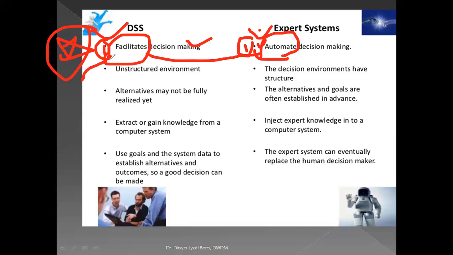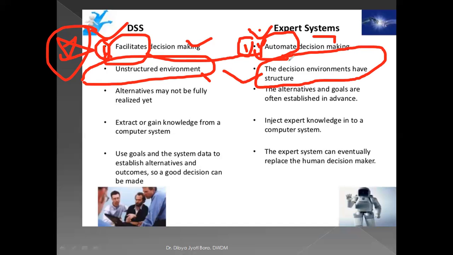Now, the next thing is very important: in case of DSS, we have an unstructured environment. We don't have any information about the domain there. But in case of expert system, you know from whom you need to extract that knowledge. So this means the environment is structured. Okay, I may design an MCQ like that: which one, DSS or expert system? DSS is working in a fill-in-the-blank environment, so will it be unstructured or structured? What will be the answer? Unstructured. Similarly, expert system is structured. Okay. Then in case of DSS, alternatives may not be fully realized yet. But in expert system, we have these alternatives fully realized and goals are often established in advance.